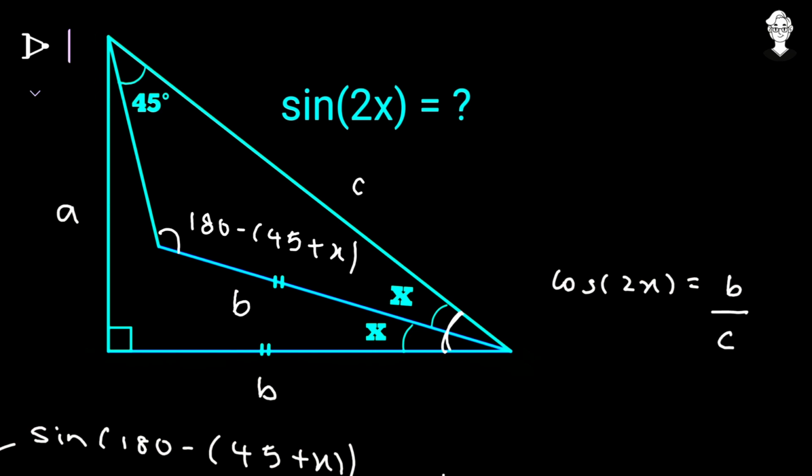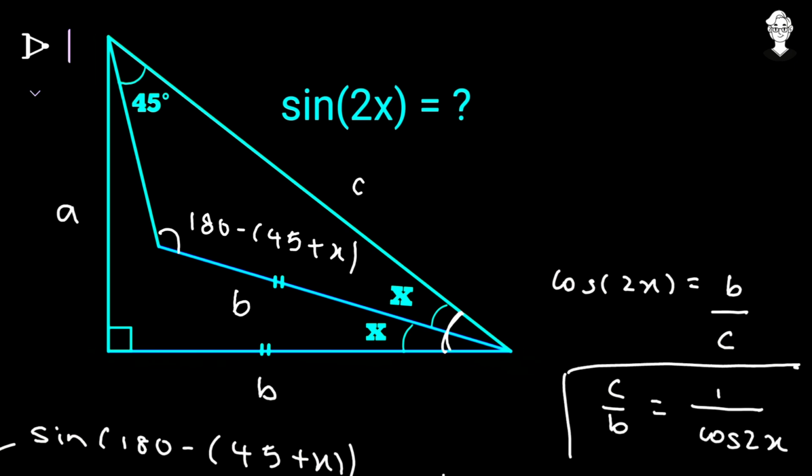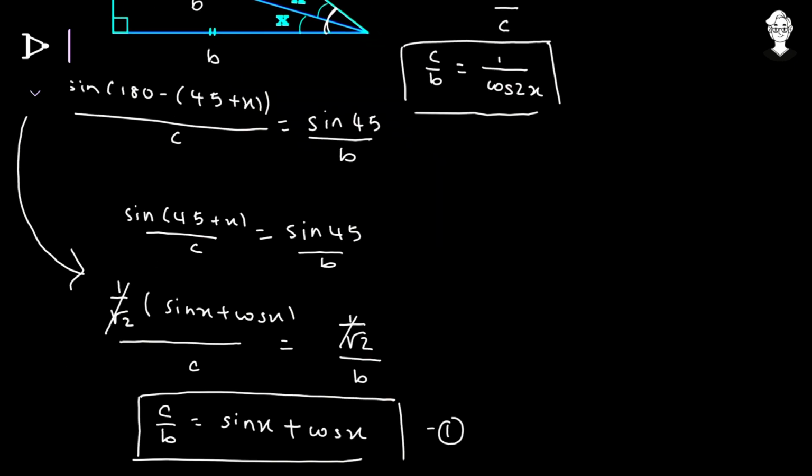And if I take the reciprocal of both sides, I will obtain c upon b is equal to 1 upon cos 2x. So here we have another value of c upon b. And here is the previous equation where c upon b has a value sine x plus cos x, and now we have the value of c upon b is equal to 1 upon cos 2x. So in both the equations we can see their LHS is equal, so we can compare their RHS. So sine x plus cos x, that is the RHS of the first equation, is equal to 1 upon cos 2x.